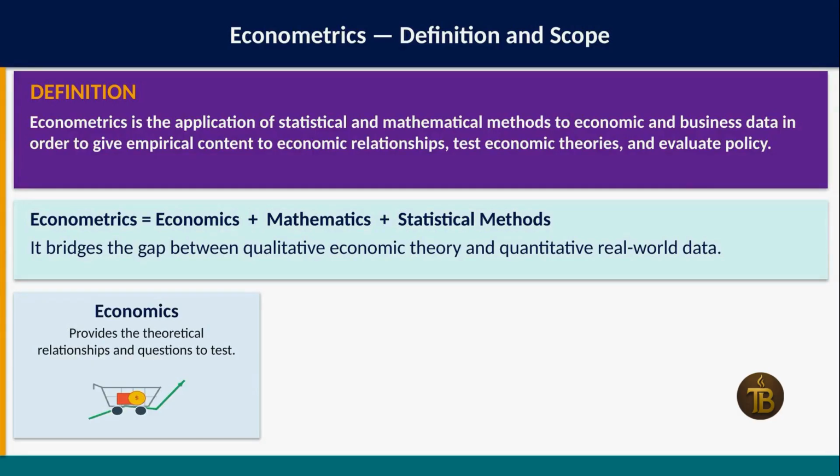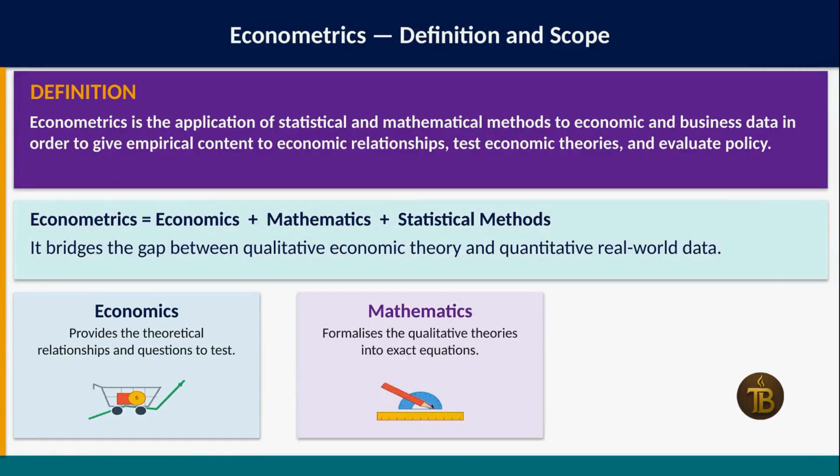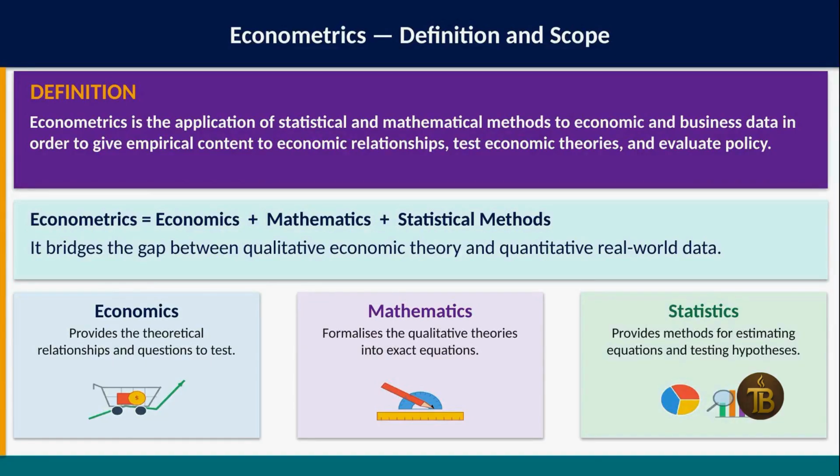Economics contributes the theory. It tells us which relationships matter and gives us the questions worth testing in the first place. Mathematics takes those qualitative ideas and formalizes them into precise equations we can actually work with. And statistics applies the methods for estimating those equations from data and testing whether our hypotheses hold up.